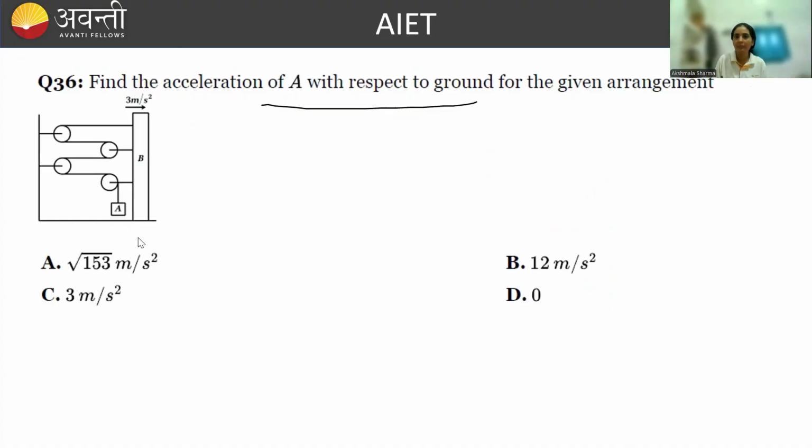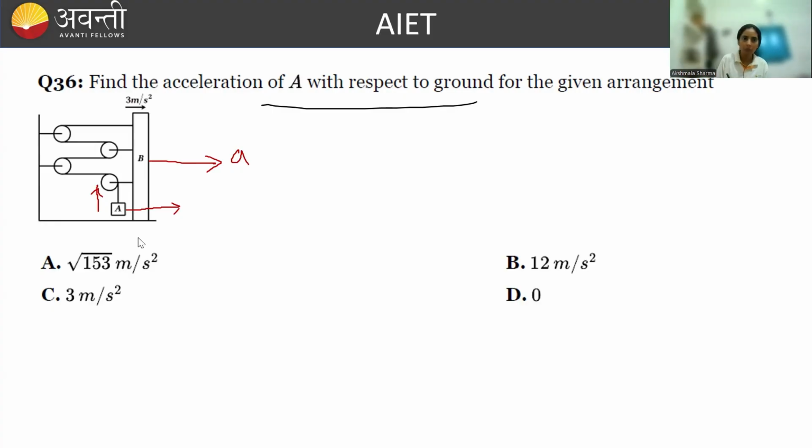Find the acceleration of A with respect to ground for the given arrangement. Now, just look at the arrangement. If this B is moving in this sense, what will be the acceleration? Suppose B is accelerating in this direction. Then together with B, A is also accelerating in this direction. And in addition to that, A will also move up or down because it is connected to the pulley. So it is there to move in the vertical sense, right?